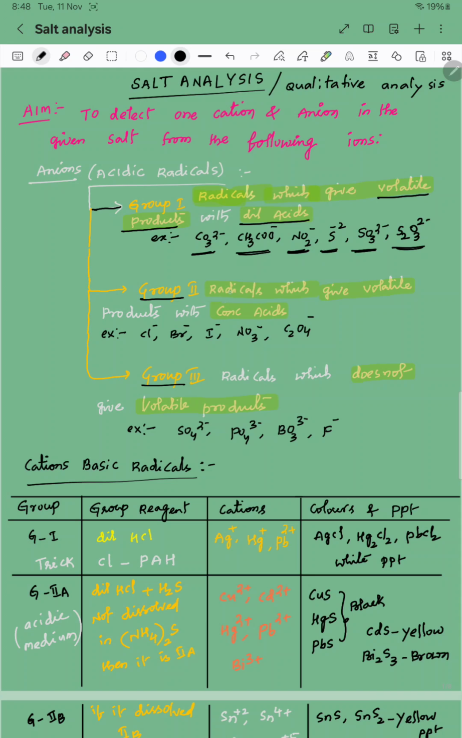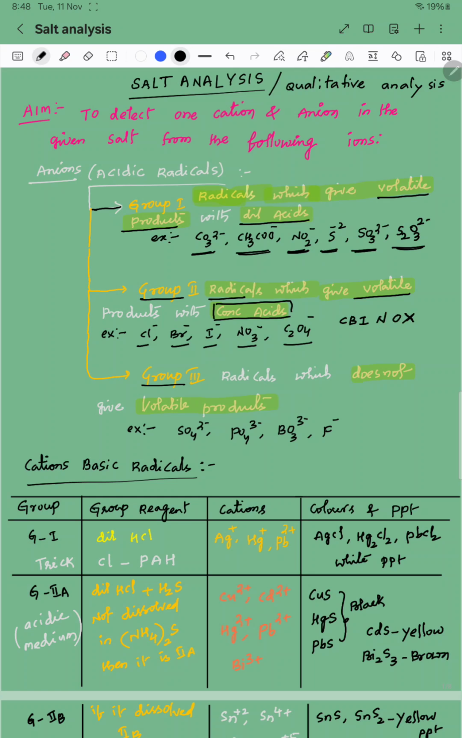Group 2, students: radicals which give volatile products with concentrated acid, right? The radicals which give volatile products with dilute acid are group 1, and the radicals which give volatile products with concentrated acid are group 2. What type of anions are present? Chloride, bromide, iodide, nitrate, and oxalate.